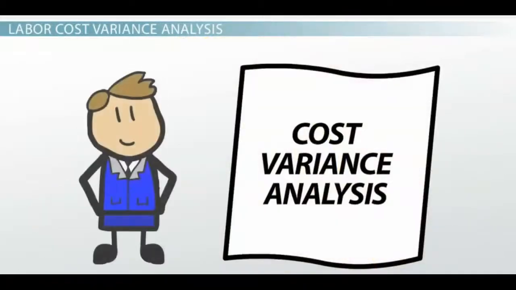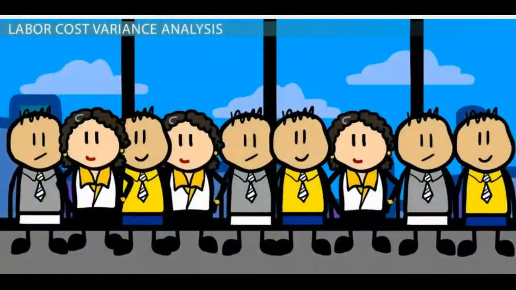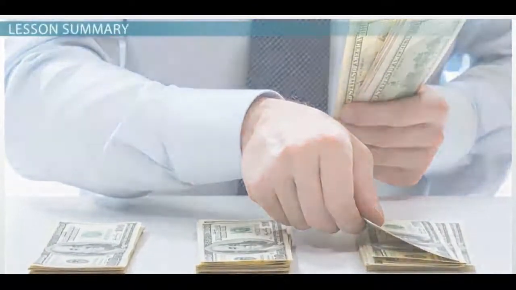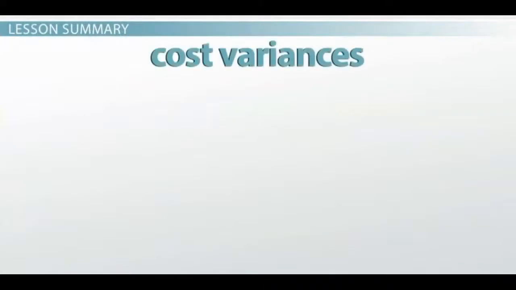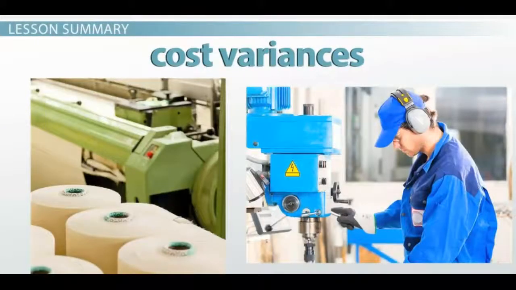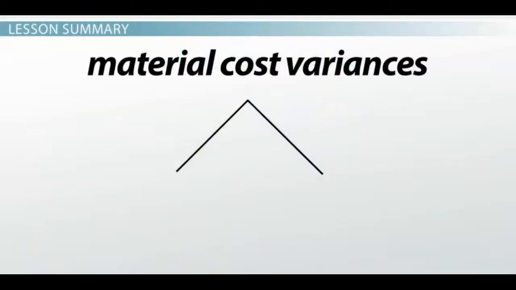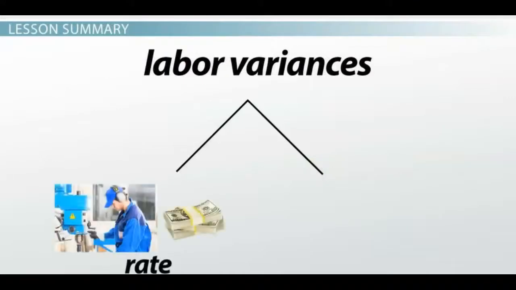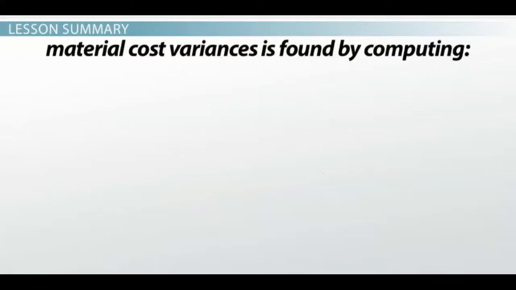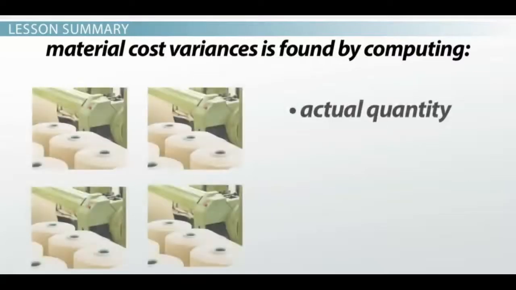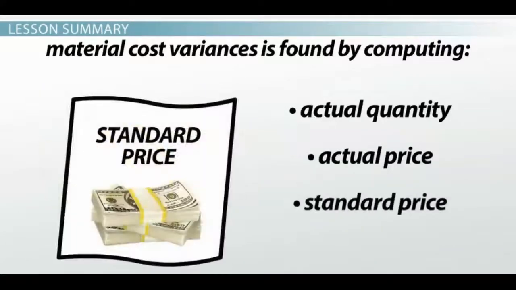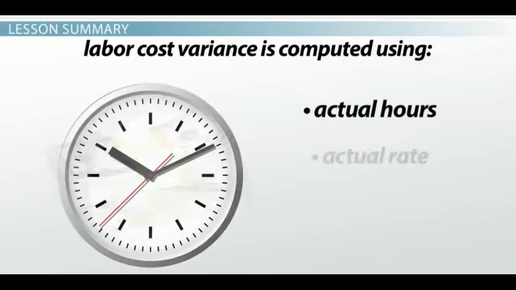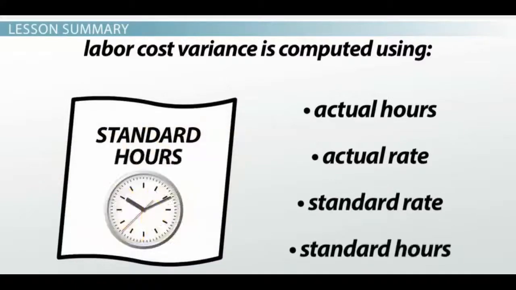Cost variance analysis is very beneficial when starting an employee incentive program, especially those that deal with a change in pay. Cost variances can be in the form of material or labor. Material cost variances are broken down into price and quantity variances, while labor cost variances focus on rates and hours efficiency. The material cost variance is found by computing actual quantity, actual price, and standard quantity. The labor cost variance is computed using actual hours, actual rate, and standard hours.